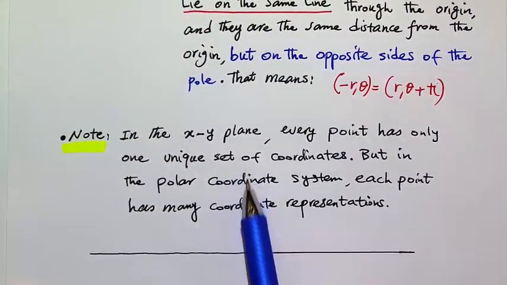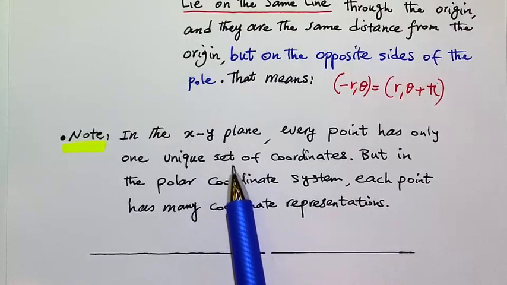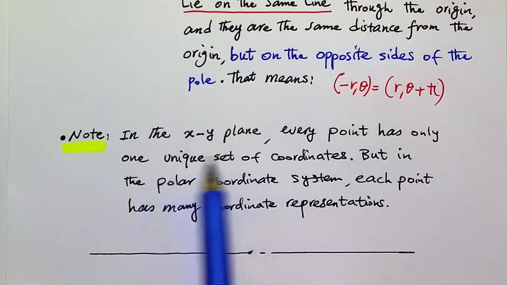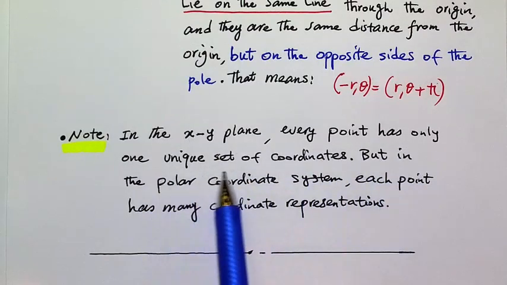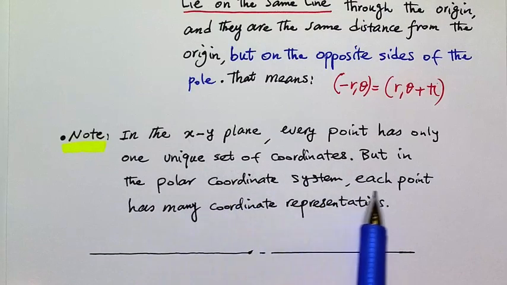And this is, again, just for the sake of your notes. I've written down that in the xy plane, every point has only one unique set of coordinates, but in the polar coordinate system, each point has many coordinate representations.